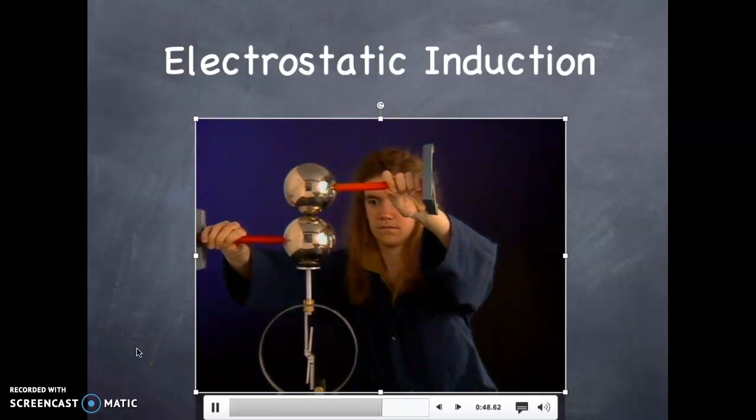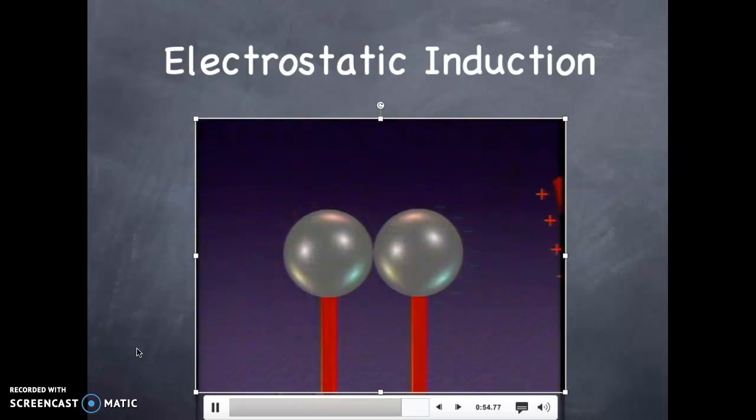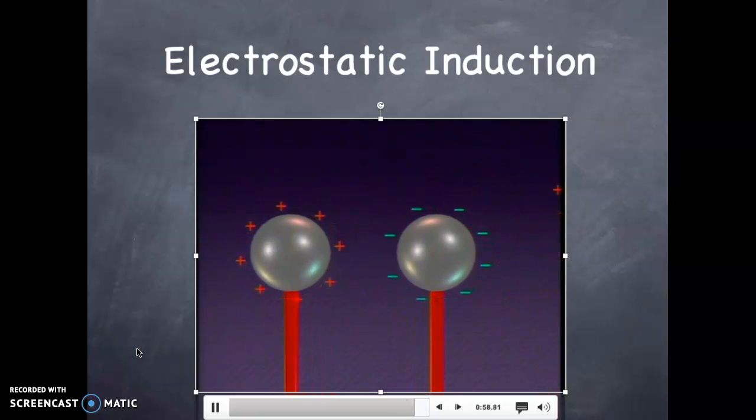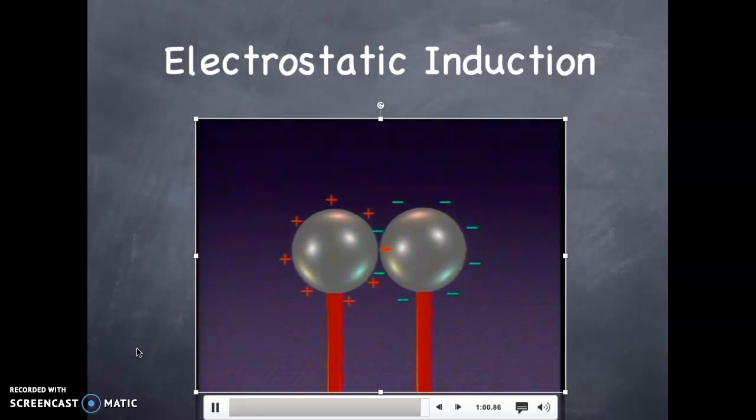The electroscope goes back to zero. The charges induced on the two spheres are equal and opposite. This animation shows how the charges develop on the two spheres as the charged rod is brought near.